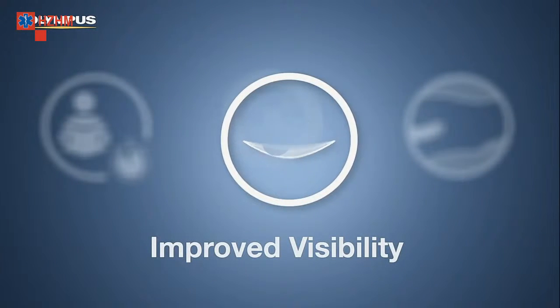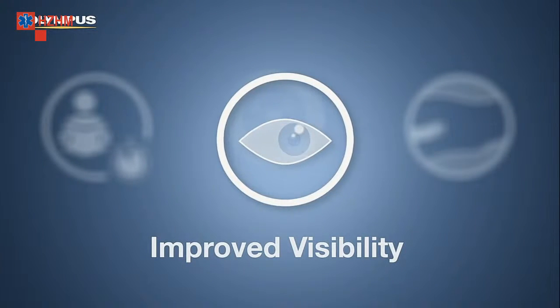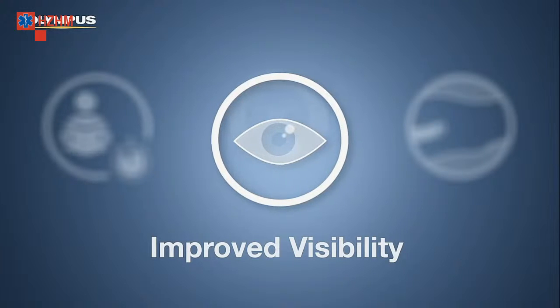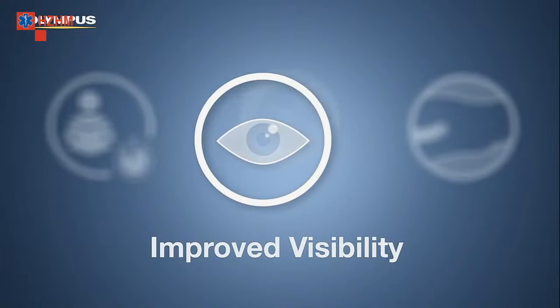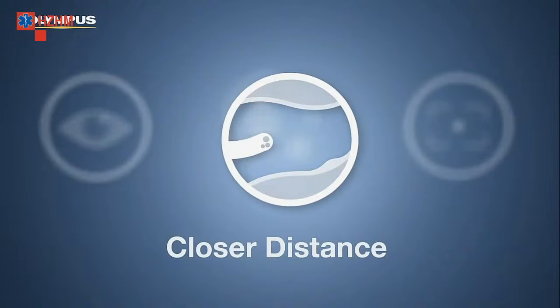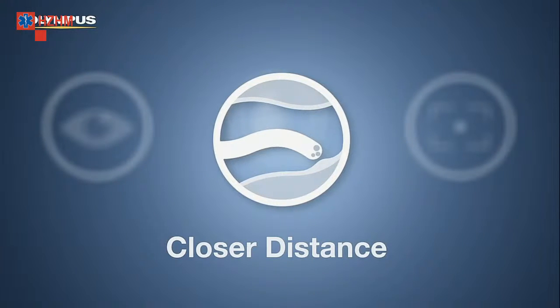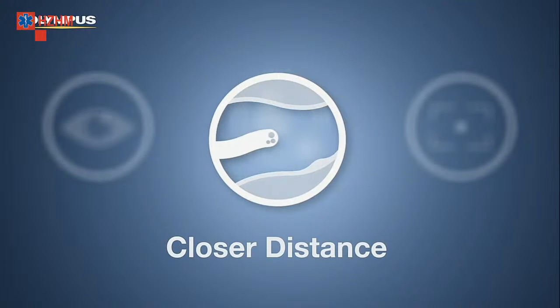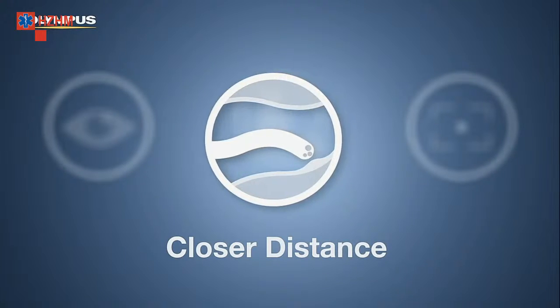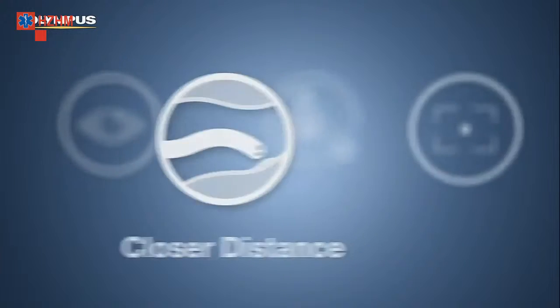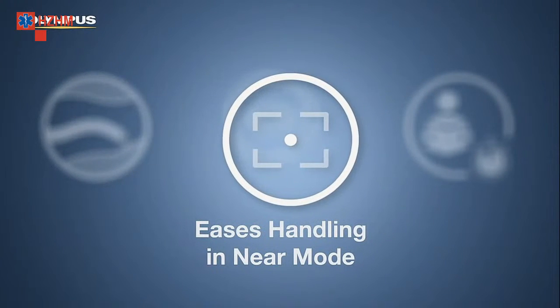EDOF supports the detection of lesions through improved visibility, thanks to a broad focus range and less blurring. EDOF allows for a much closer distance to the object in normal mode compared to previous dual-focus endoscopes. Therefore, EDOF was developed to ease handling significantly by reducing the need to frequently switch from normal to near mode. EDOF is designed to also ease handling in near mode.